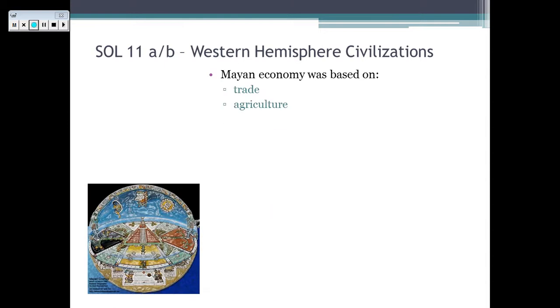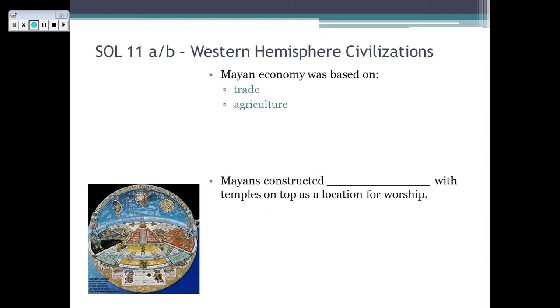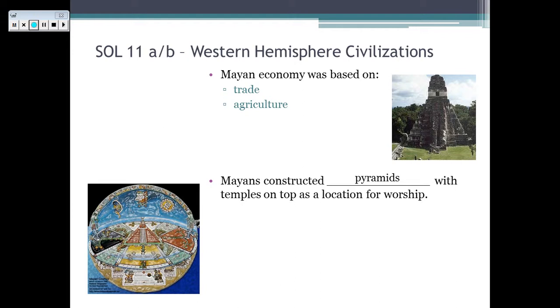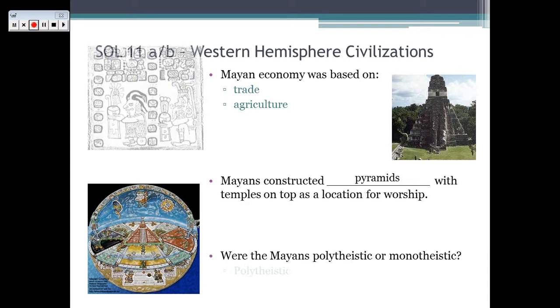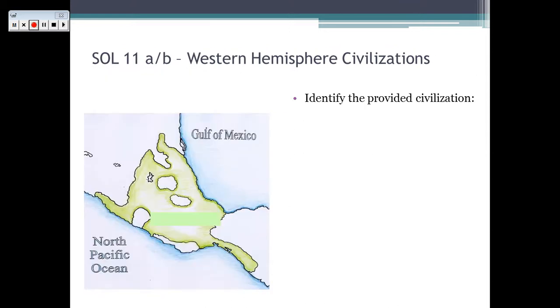Alright, Mayan economy is based on trade and agriculture. The Mayans are going to construct pyramids with temples on top as a location for worship. The Mayans themselves were polytheistic.